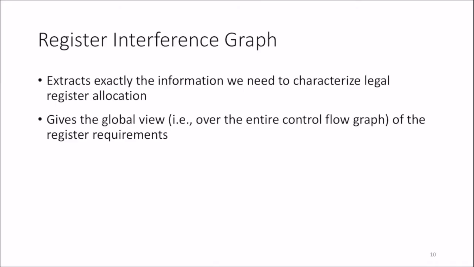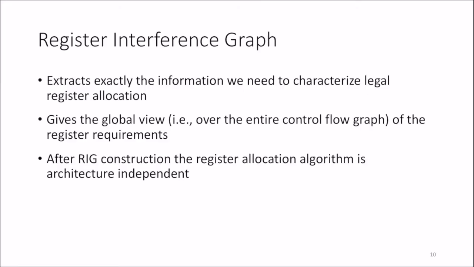and it gives a global view over the entire control flow graph of the register requirement. After we construct the register interference graph, the register allocation algorithm is in fact architecture independent. It doesn't really depend on a particular CPU. All you need to say is how many registers are available, and the register allocation algorithm can now do the allocation in a fairly abstract way, abstracted away from CPU specifics.